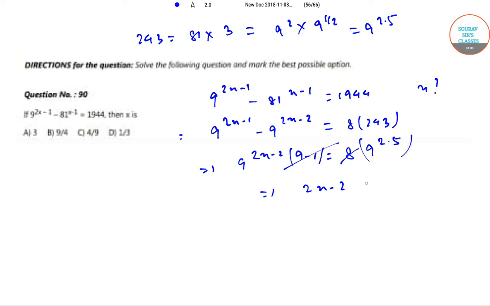So 2x minus 2 is equal to 2.5, or 2x is equal to 4.5. And so x is equal to 4.5 by 2, that is 9 by 4. So option B is the correct option.